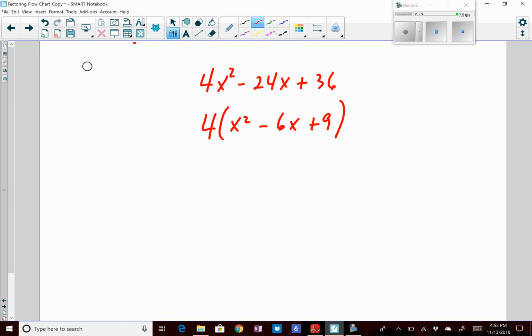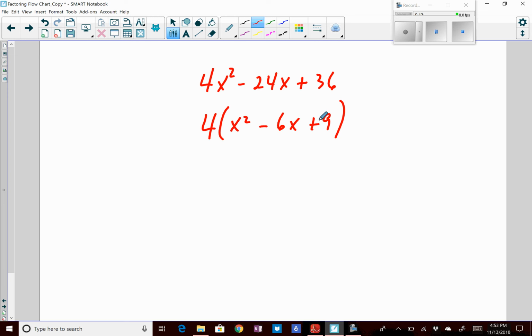Okay, so now we notice that after we take out the GCF, we're left with a trinomial. We go to the trinomial part of the flow chart, and we see the first thing we have to look for is whether or not we have a perfect square trinomial. So again, the way to do that is to see if the first term is a perfect square, which it is, and whether the last term is positive and a perfect square, and that is also the same thing.